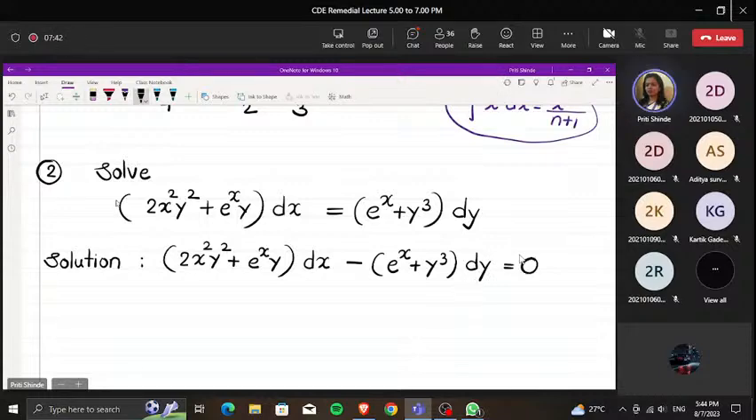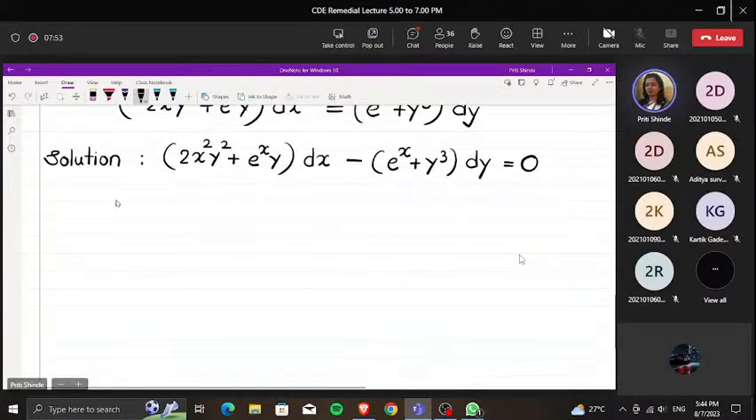Write down your differential equation in standard form. Standard form is m dx plus n dy is equal to 0. Now carefully write down your m and n. The term along with dx is nothing but your m. So here m is equal to 2x square y square plus e raised to xy.